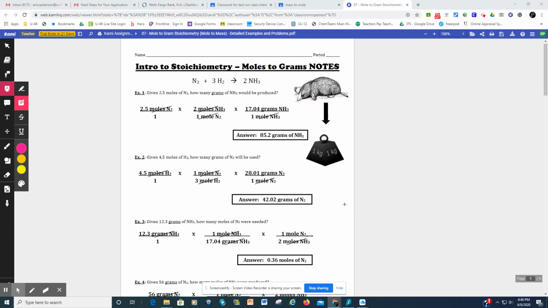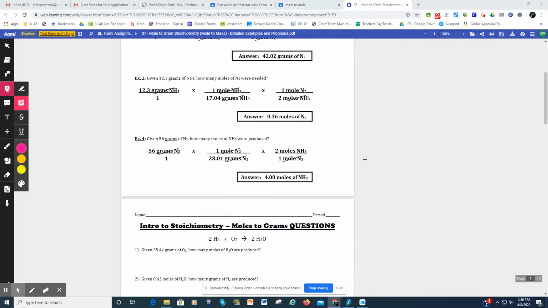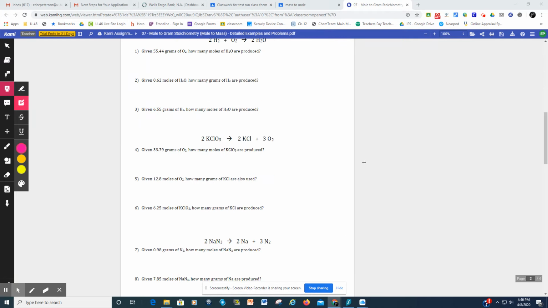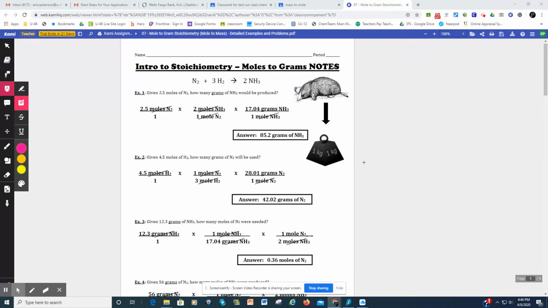Okay, so today we're moving on from mole to gram and gram to moles. The worksheet you're going to receive today will look like this. The first page has the examples. I'm going to explain the examples before you get started with the worksheet. Here it is. As you can notice, we are adding another element. This is the element we're adding right here.